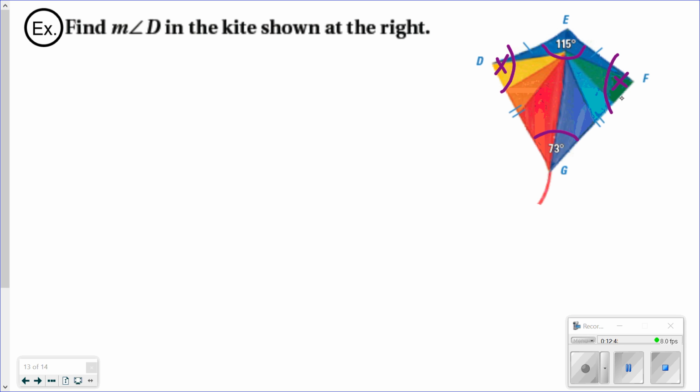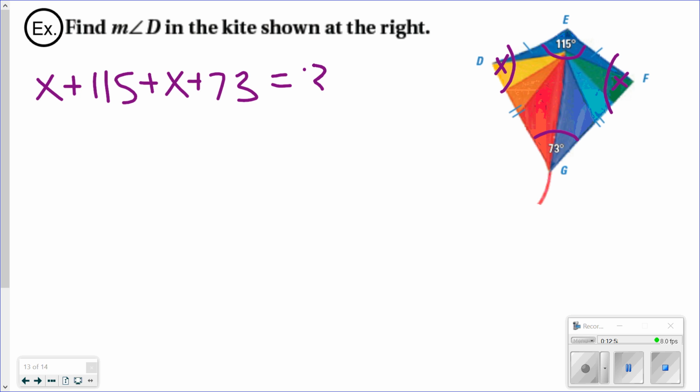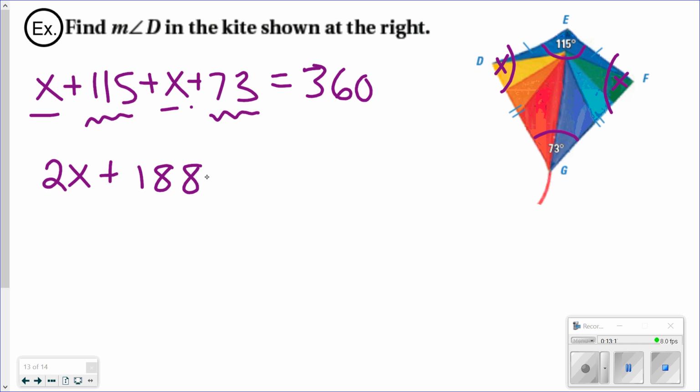So now I'm going to set up an equation of x plus 115 plus x plus 73, and I'm going to set that equal to my sum, which is 360. So let's combine our like terms. I have an x plus x, which we know is 2x. I also have 115 plus 73. If I add those up, I get 188. So 2x plus 188 is equal to 360.